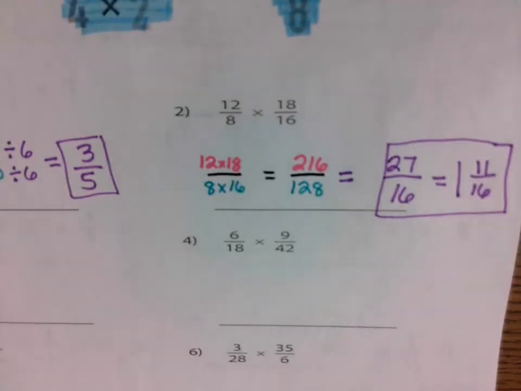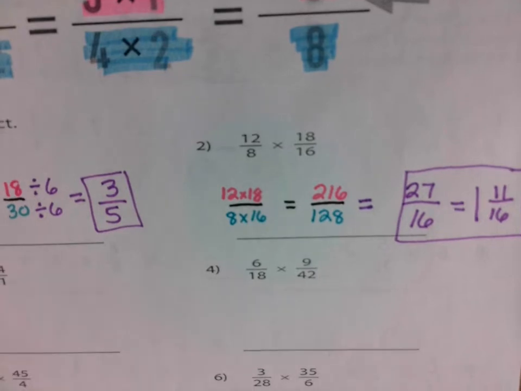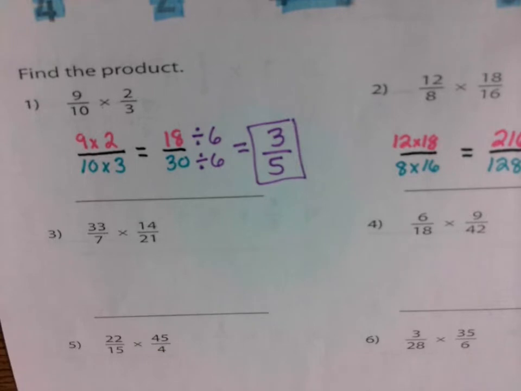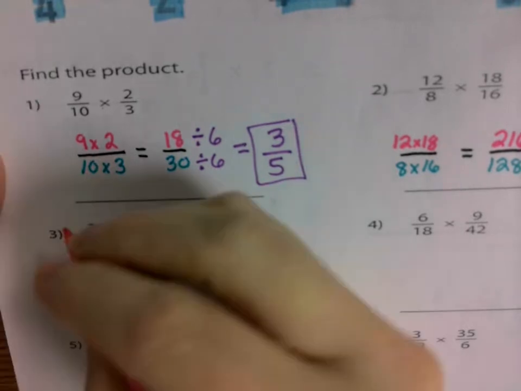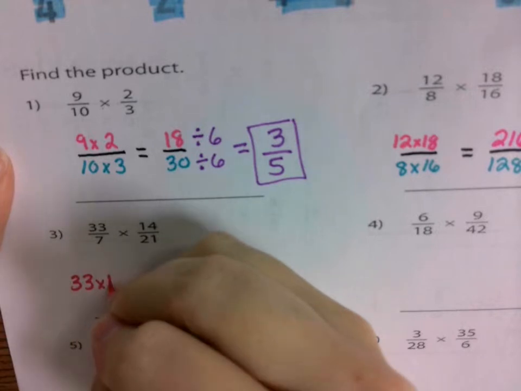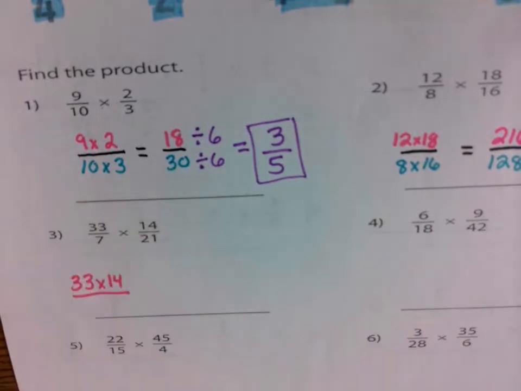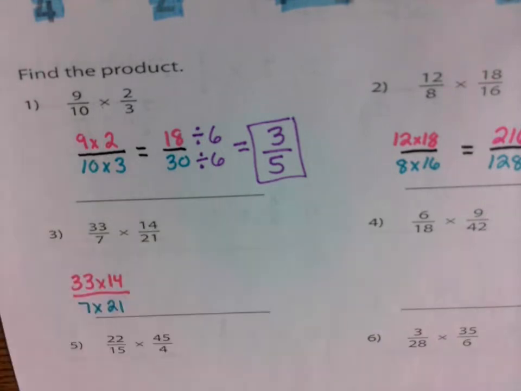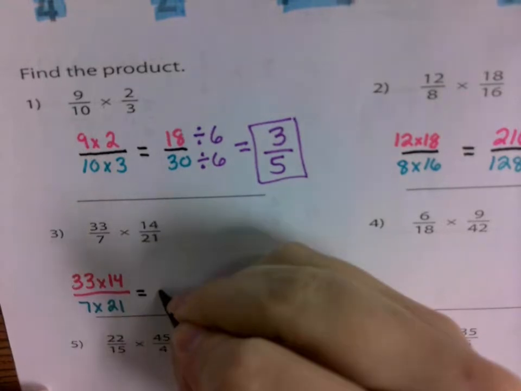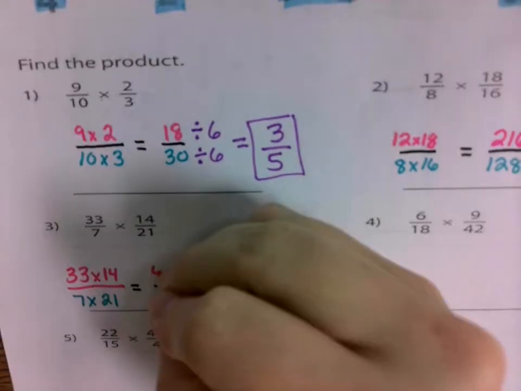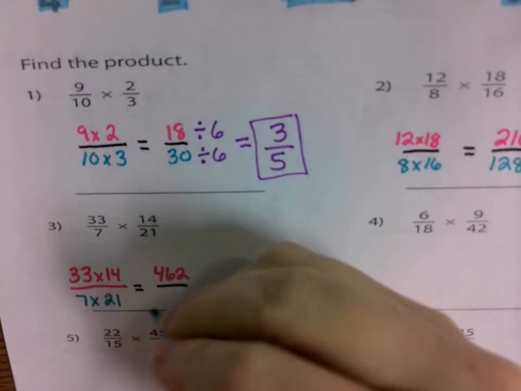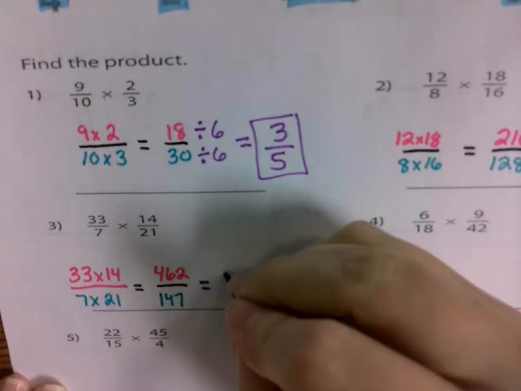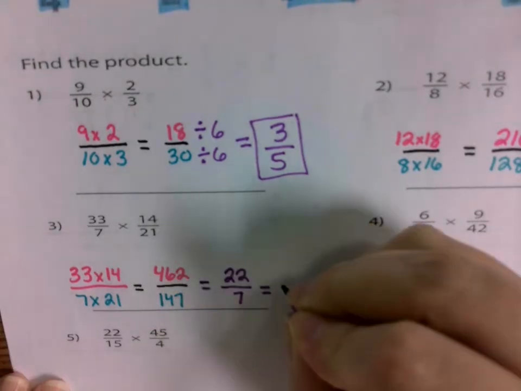Okay, let's go over these real quickly. Like I said, you should have been able to check them very quickly with your calculator. For problem number 3, you should have done 33 times 14 for the numerator, and then 7 times 21 for the denominator. When you multiply, 33 times 14 is going to come out to 462. 7 times 21 comes out to 147. And then when we simplify, it comes out to 22 over 7, which is also the same thing as 3 and 1/7. 22 over 7, or 3 and 1/7.